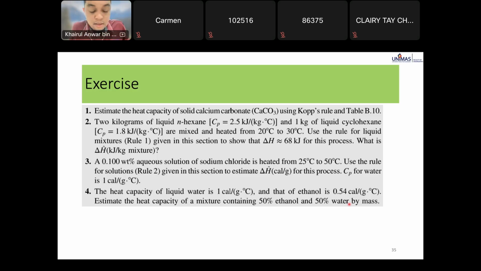So rule 1 says that for a mixture of gases or liquids, calculate the total enthalpy change as the sum of the enthalpy changes for the pure mixture components. So the sum means you need to add up 2.5 plus 1.8. Since this is Cp, you need to do some integration from 20 to 30 of the summation of 2.5 and 1.8. Berapa?